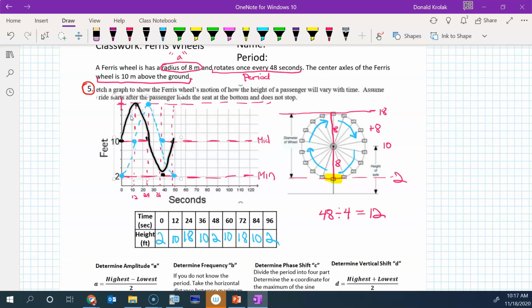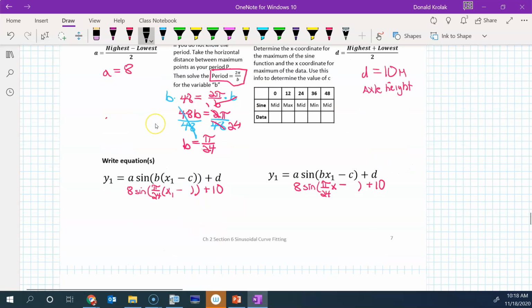This max is at 12 seconds, and I slide it over. What's the new max? Right, so how far did I move it? Yeah, 12 seconds to the right. So C equals 12 seconds. Now when you write it in here, you could just write in 12.